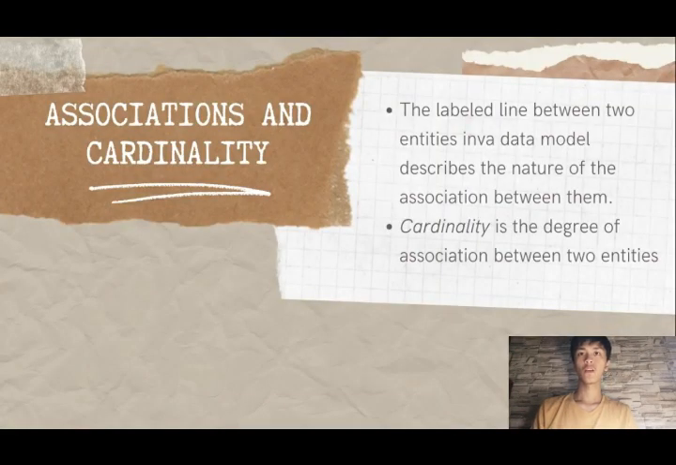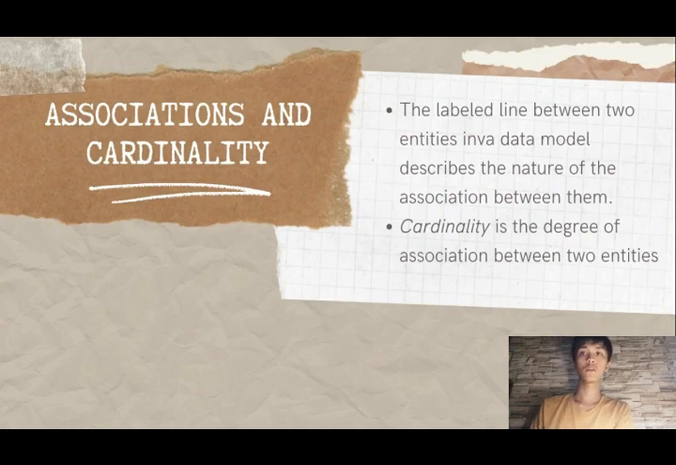So for associations and cardinality, the labeled line connecting two entities in a data model describes the nature of the association between them. This association is represented with a verb such as ships, requests, or receives. Cardinality is the degree of association between two entities. Simply stated, cardinality describes the number of possible occurrences in one table that are associated with a single occurrence in a related table. There are four basic forms of cardinality.